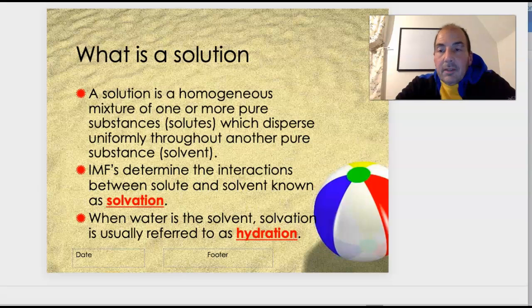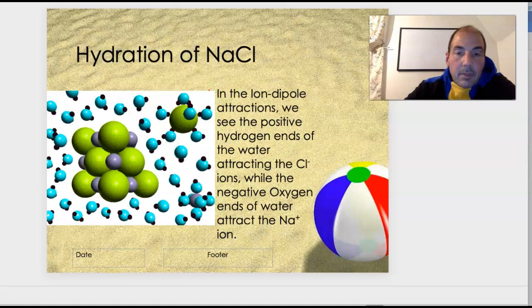That name unfortunately could mean a bunch of things, but that's where we are with it here. So we will talk mostly about water being a solvent, but not entirely. So, hydration of sodium chloride. We've talked about ion-dipole attractions already.